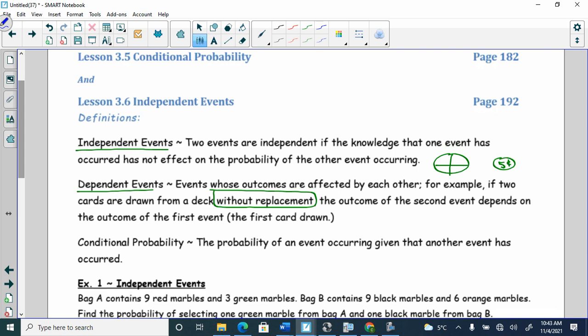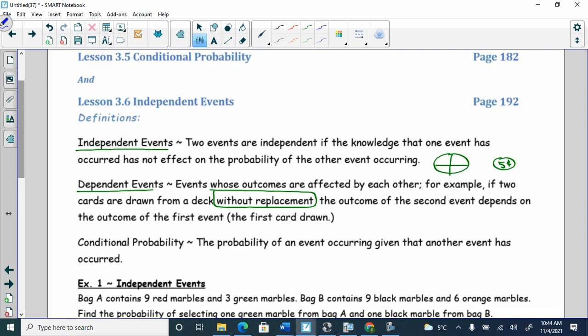Say I have a four-piece spinner. I spin it, it lands on green. Great. I spin it again, it can land on anything again. I can't take the piece of the spinner off. Remember, the only time that dependent happens is when you don't replace something. Correct? On a spinner, can I ever take the piece off and spin again? No, I never can. What about coins? What if I flip a coin, and then now I flip another coin? Does the first coin affect my second coin?